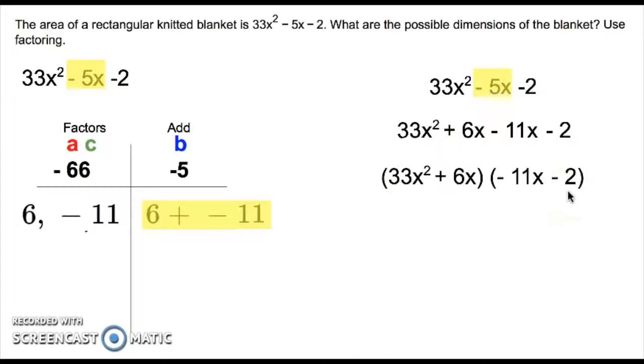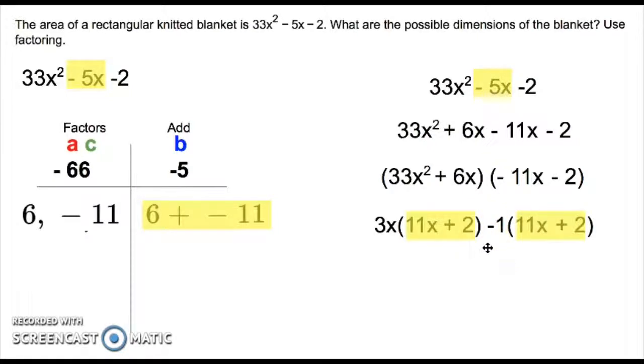Now we're going to put parentheses around the first two terms and the second two terms. And now we look for the GCF. The GCF of these two terms is going to be 3x. 33 divided by 3 is going to be 11. 6 divided by 3 is going to be 2. So we have 3x times (11x plus 2). Now for the second binomial here, we take out a GCF of negative 1. Notice the negative in the front, we can't have that, because we're trying to make these two look the same, so we just factor out a negative 1.